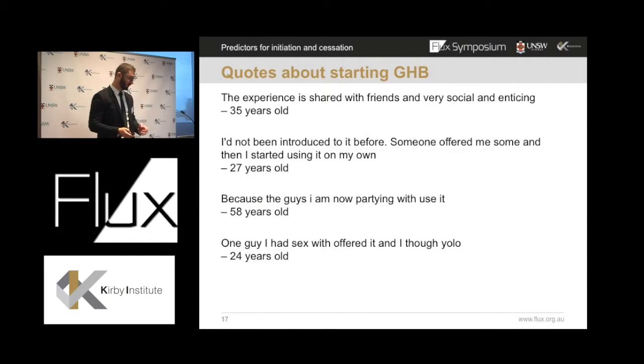What did they ascribe to their reasons for initiating GHB? Experiences shared with friends and very socially inciting. I had not been introduced to it before. Someone offered it to me. Someone offered me some, and then I started using it on my own. Because the guy I'm now partnering with uses it, and one of the guys I had sex with offered it, and I thought, you only live once.